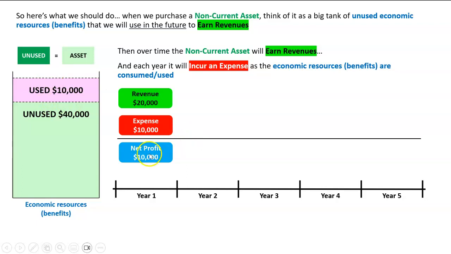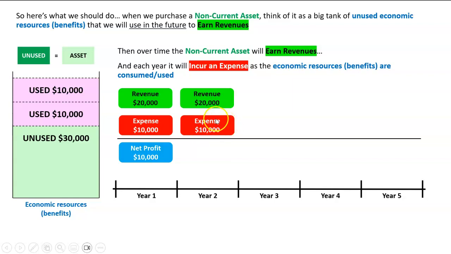So in the first year, we'd say actually the net profit from the van, we earned $20,000. The $10,000 expense of depreciation, that was a net profit of $10,000. Another year goes by. We drive the van, we make revenues from it of $20,000. Well, we need to match an expense. So we've got $40,000 of unused economic resources here. Well, we're going to use another 10, and that would be our depreciation expense. So in the second year, our net profit would also be $10,000.